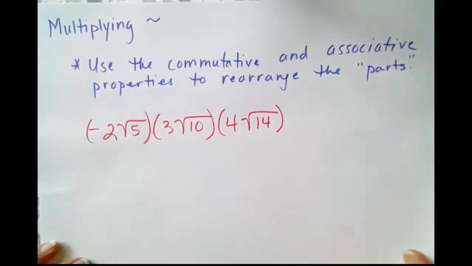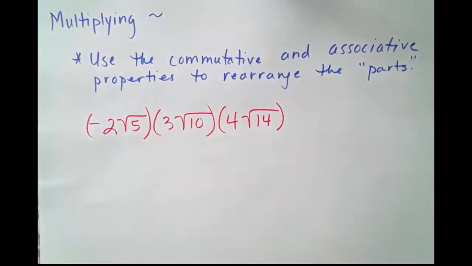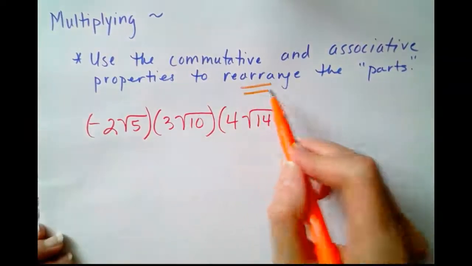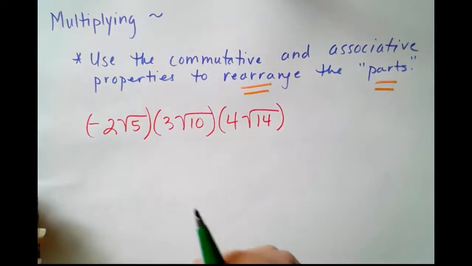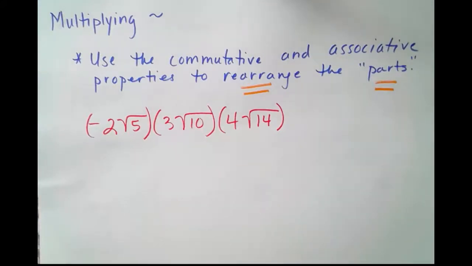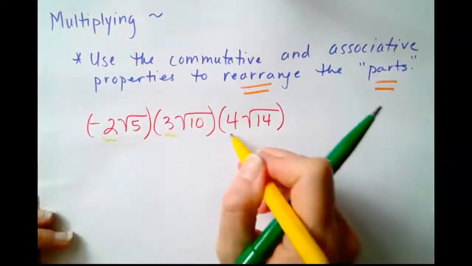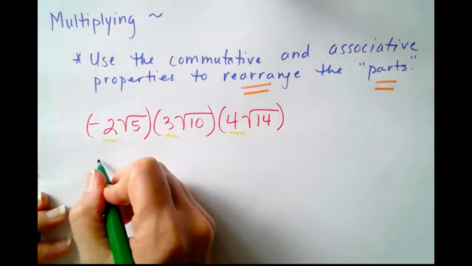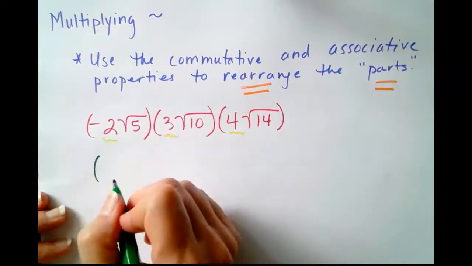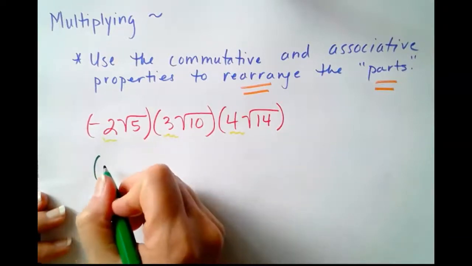If we're multiplying, all we got to do is use the commutative property and the associative properties to rearrange the parts of the radicals to help ourselves. So let's take a look at this problem. And the first thing I'm going to do is group together all the coefficients. So using the commutative property, I can change the order, and the associative property allows me to change the groupings.